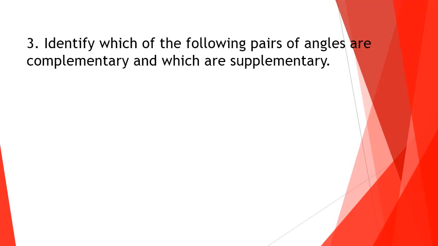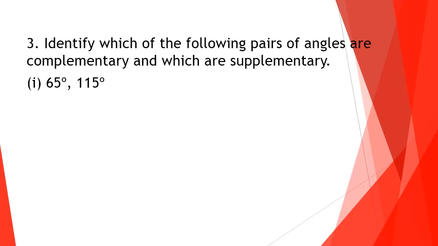Question number 3. Identify which of the following pairs of angles are complementary and which are supplementary. How to solve this sum? They have given a pair of angles. We can check whether it is complementary or supplementary. How to check this? If the sum of the given pair is 90 degree, then it will be complementary angles. If the sum is 180 degree, then it will be supplementary angles.